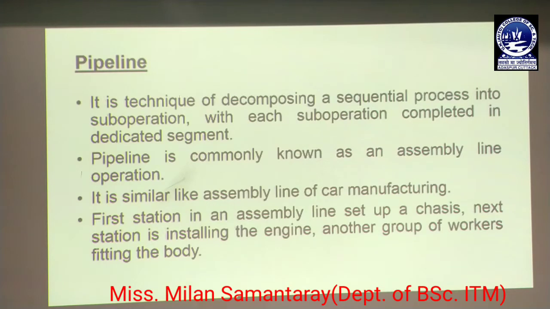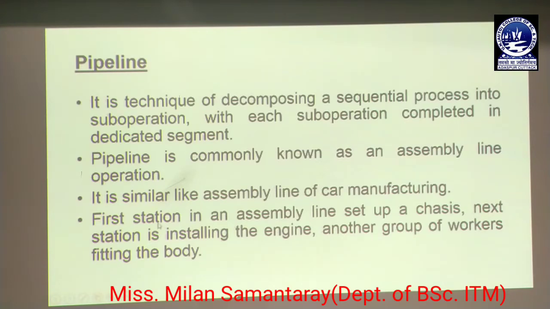Okay. And next, it is similar to the assembly line of car manufacturing. For example, when we are developing a model of a car, in the first station of an assembly line we set up the chassis or the engine part, the next station is installing the engine, and then another group of workers fits the body.